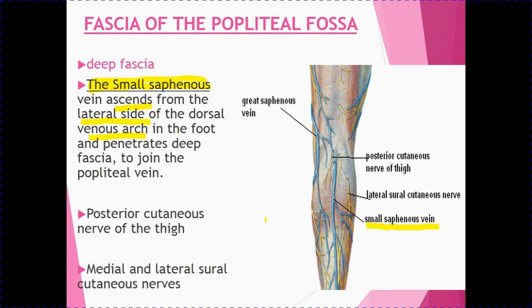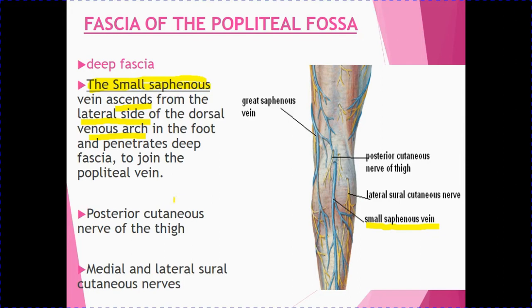You know there are two saphenous veins. There is a great saphenous vein which runs on the medial side, and there is a small saphenous vein. The small saphenous vein ascends upward from the lateral side of the dorsal venous arch in the foot. It ascends upward on the posterior compartment of the leg, and it pierces the deep fascia in the region of the popliteal fossa and drains its blood into the popliteal vein.